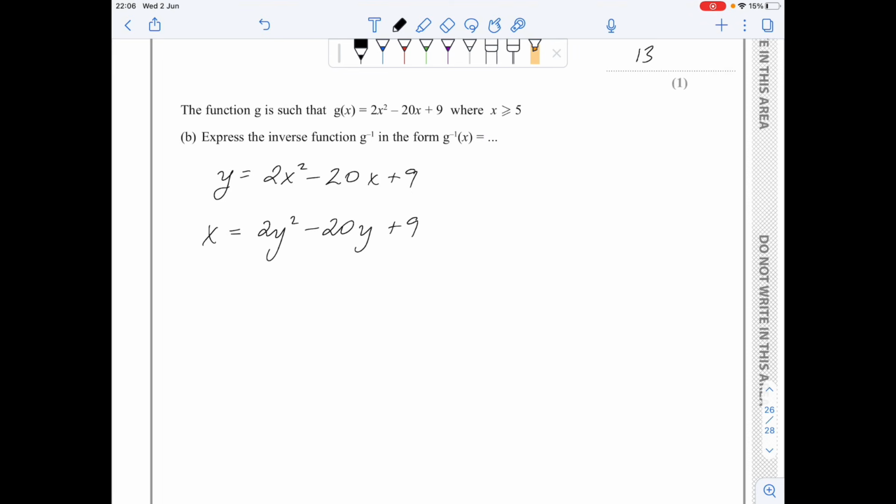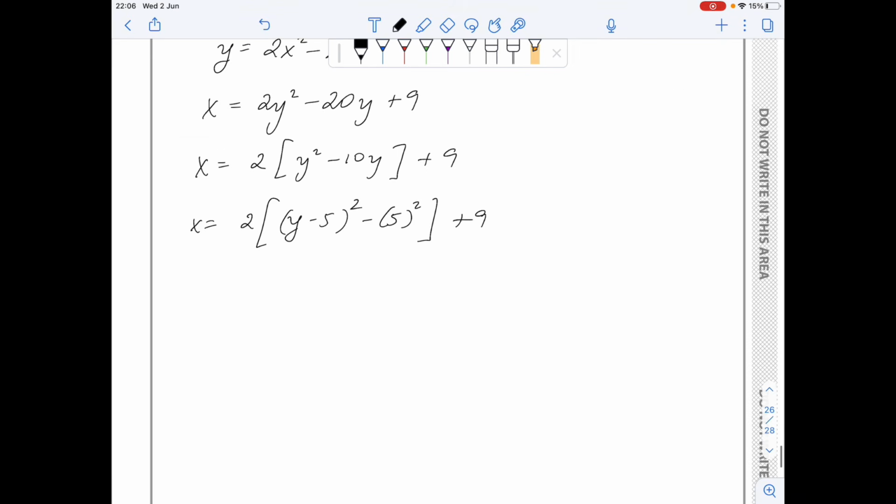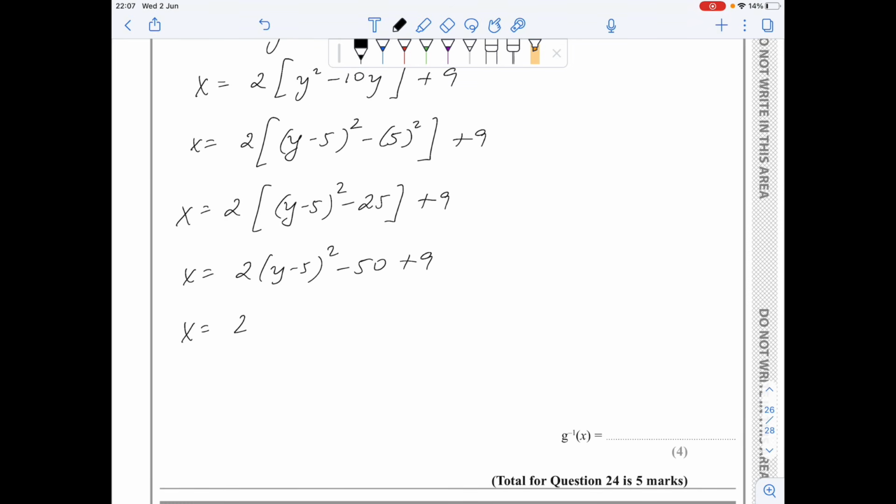I will start by completing the square. x equals 2(y squared minus 10y) plus 9. So x equals 2[(y minus 5) squared minus 5 squared] plus 9. x equals 2[(y minus 5) squared minus 25] plus 9. Let's remove the square bracket: 2(y minus 5) squared minus 50 plus 9. So x equals 2(y minus 5) squared minus 41.